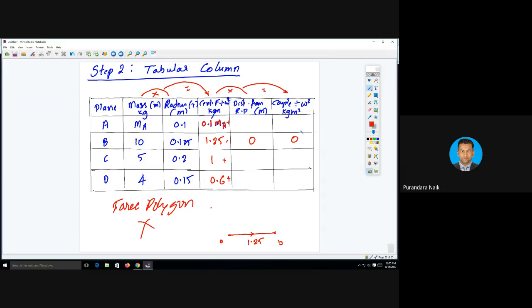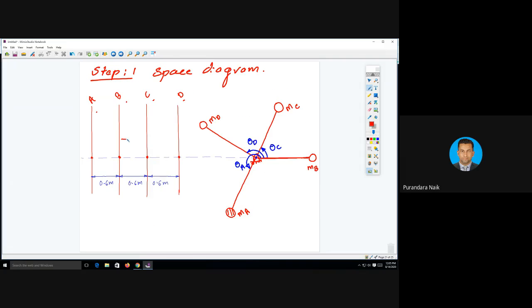Select the plane in such a way that you keep the maximum known values in the last column, the couple. So if you select B as a reference plane, then the couple will become 0. Means you are making this term 0. That is a wrong thing. So that's why you cannot select B.